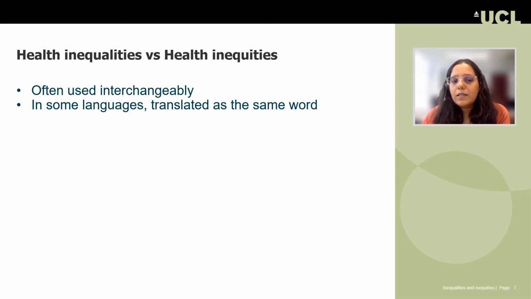In practice, these terms are often used interchangeably and synonymously, and health and social inequalities carry the same meaning of differences in health which are unfair. In fact, several languages only have one word for the two terms, and no distinction is made between them when translated.